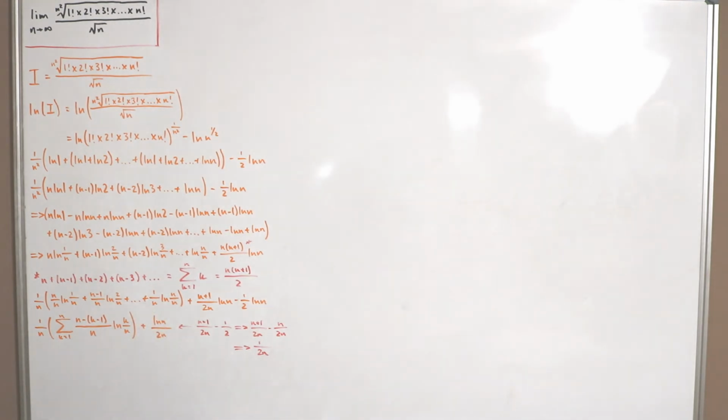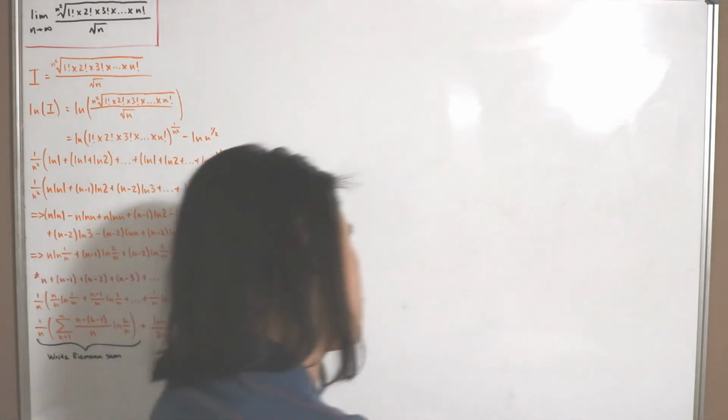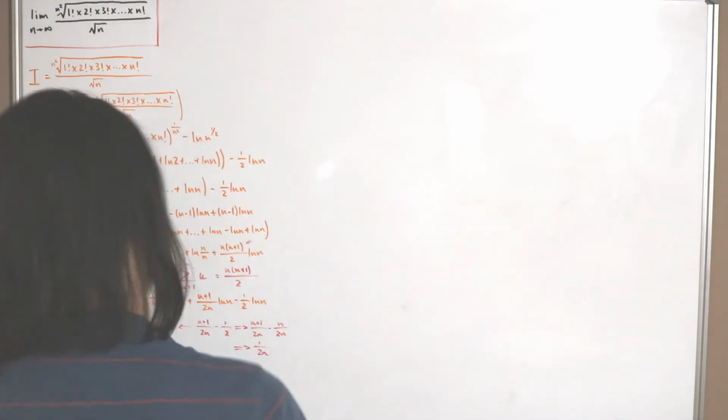Before I go any further, what we can do from here, specifically with this input over here, is write this as a form of a Riemann sum. So when I'm writing it as a Riemann sum, I'm going to have to take the limit as n approaches infinity.